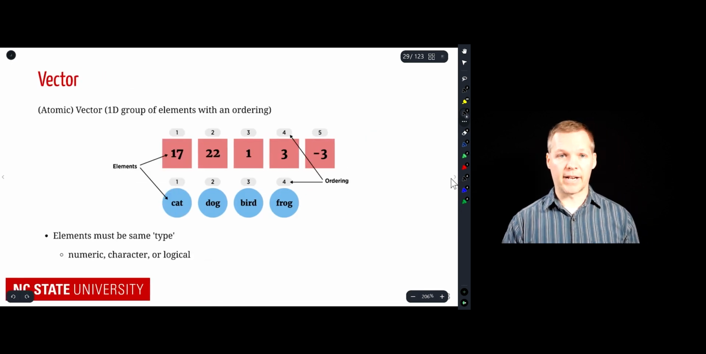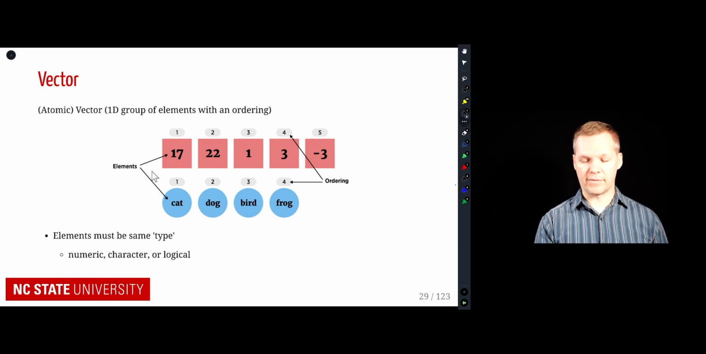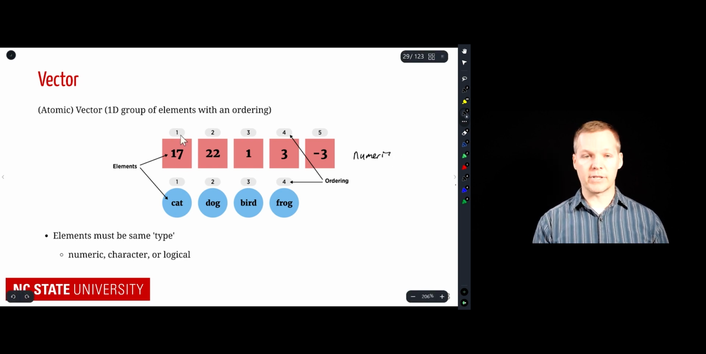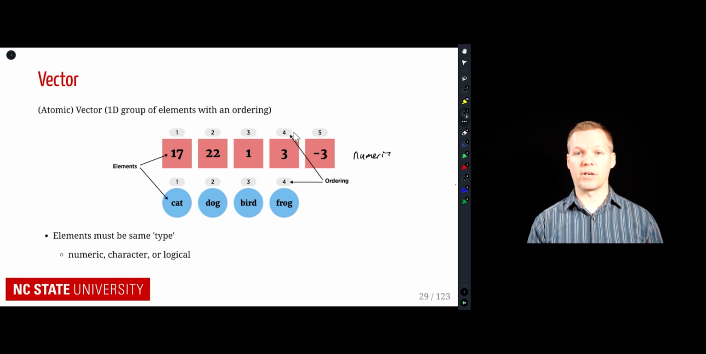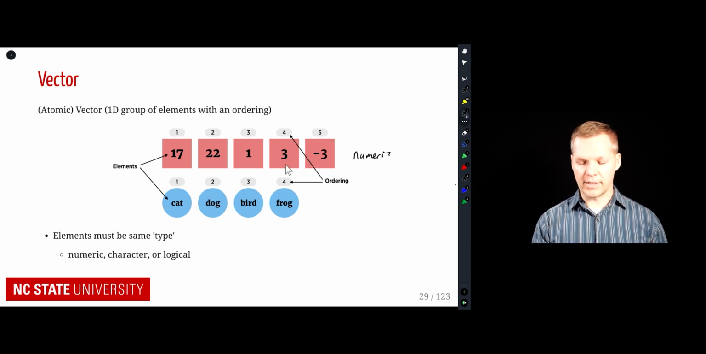All right, let's get into this vector and understand it a little bit more deeply. A vector is just a one-dimensional group of elements that has an ordering. Here's an example of a numeric vector up top. You can see that there is a first element, a second element, a third element, a fourth element, and a fifth element. So there's an ordering to these things, but each one of these things is numeric, right? So they're all of the same exact type.